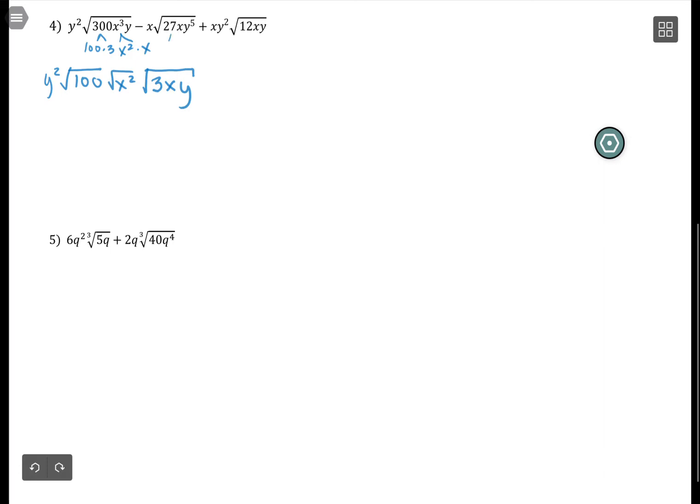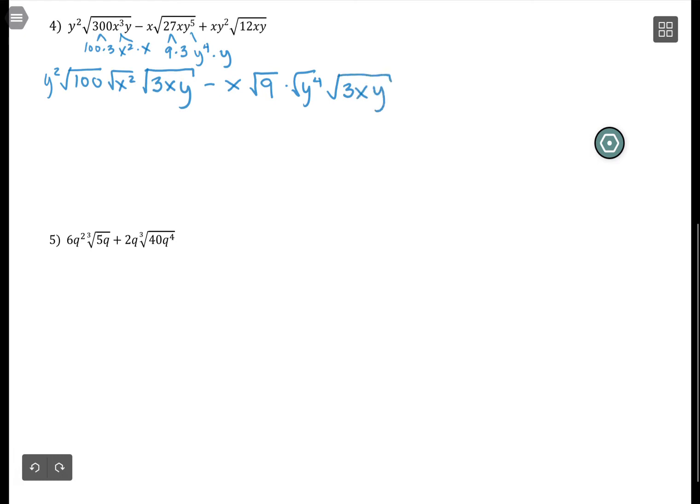From the second one, I'm looking for perfect squares. Don't be tricked by the 27. It's a perfect cube, but it does have a factor of 9 in it. The x is just an x. I can't do anything with that, but the y's, I can split off 4 of them. So I can say, okay, this is minus x, square root of 9, square root of y to the 4th, and then I'm stuck with a square root of 3, the x that's left under there, and that lonely y.